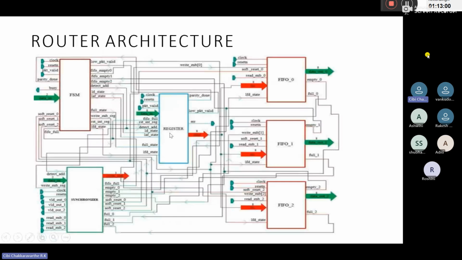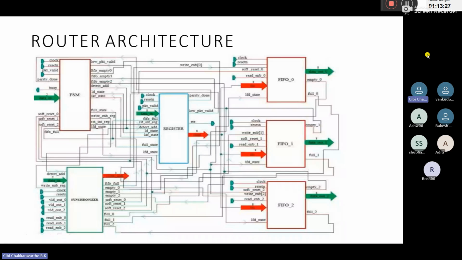Note this fifth signal. It is direct address. Once our FSM is detecting some address, it will start the decode address state. At that time, that direct address signal should go to this register. Now the register will come to know that some address is detected, so based on that, the next payload will come.